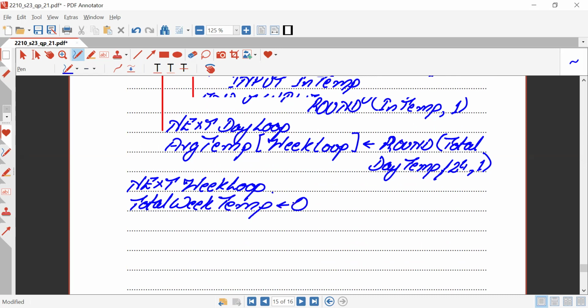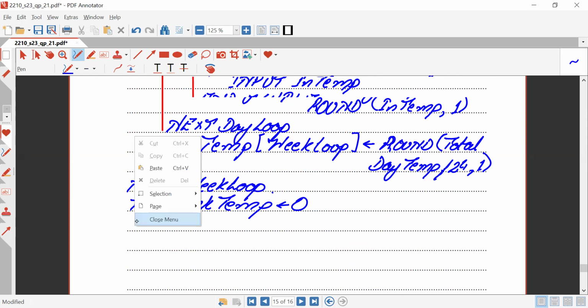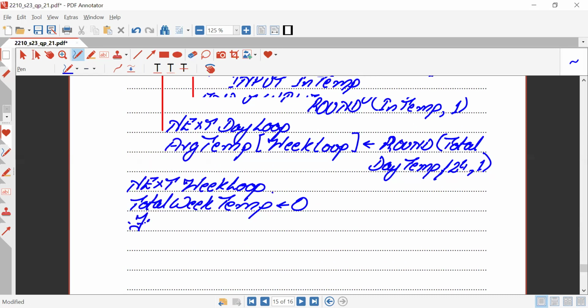Just after that, we will be applying the week loop over here. Sorry, not total week loop, for week loop. Sorry, my bad. For week loop will be given with a value 1 to 7 again. And now we will be calculating it.